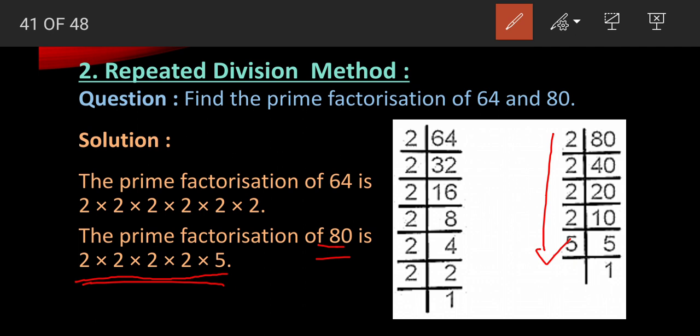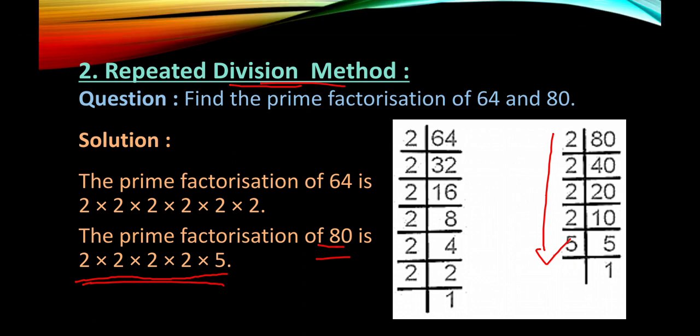In this way you have to find a prime factorization by the repeated division method. So there are two methods: one is the factor tree, another one is repeated division. That's all. Thank you.